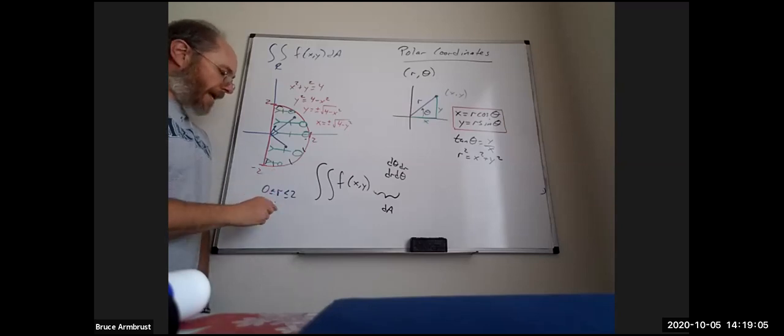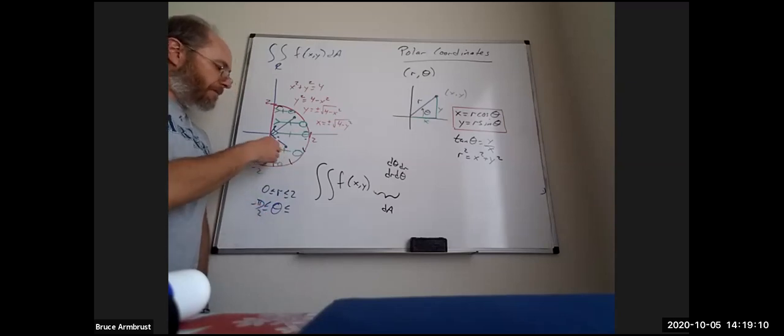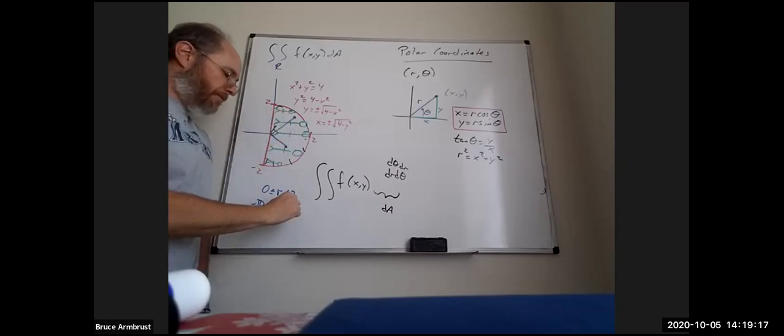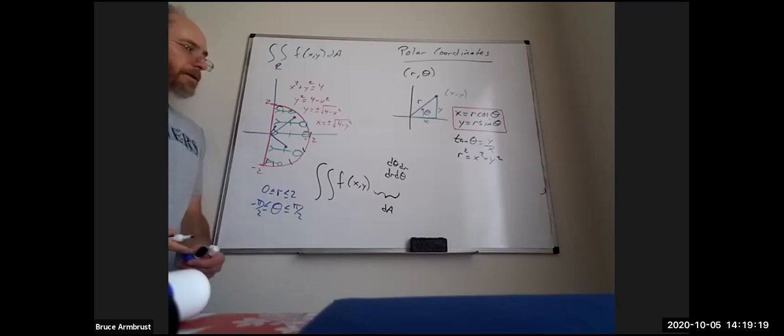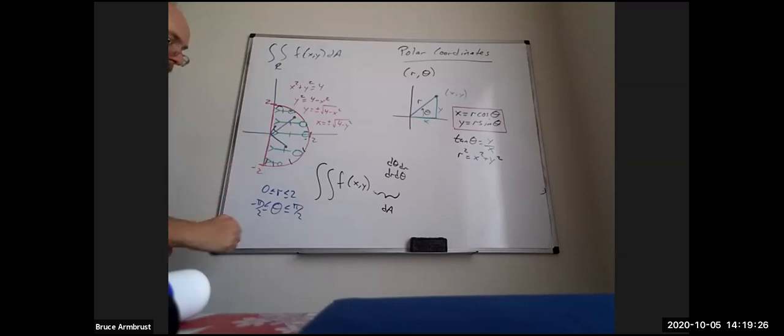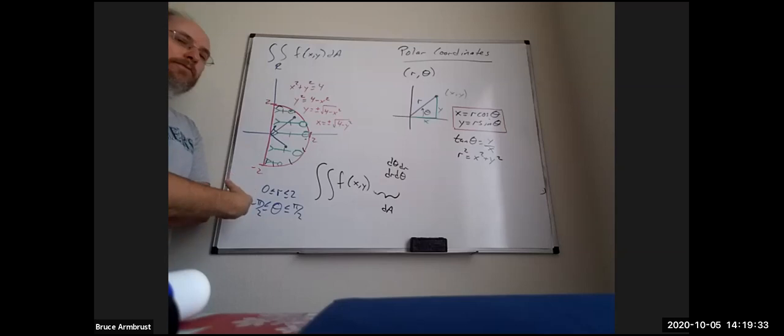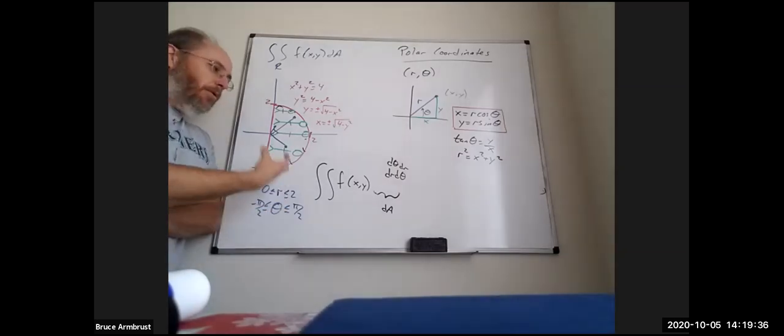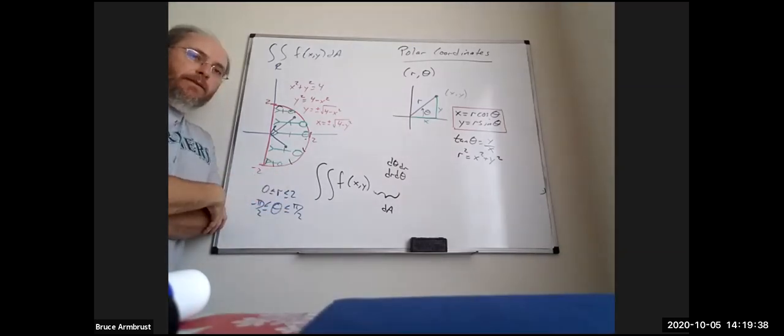And then similarly, the angles: the smallest that angle is going to be is minus pi over 2, because that's straight down. We work our way to 0, and then we work our way up to pi over 2. Notice that if we're going to try to do this region in polar, our bounds are all constants. So this is the equivalent of a rectangle. This is the polar equivalent of a rectangle.